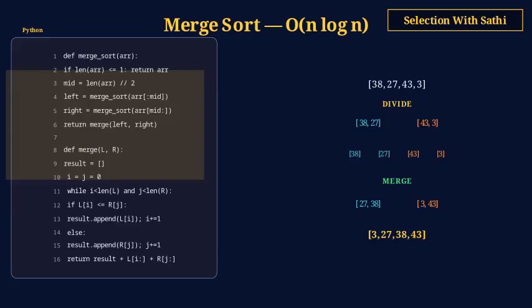The recurrence is T of n equals T of n over 2 plus O of n, which gives O of n log n. Merge sort is always O of n log n, regardless of input order.